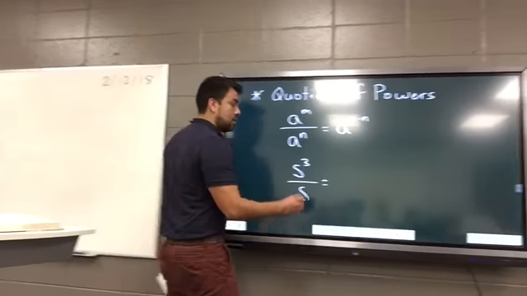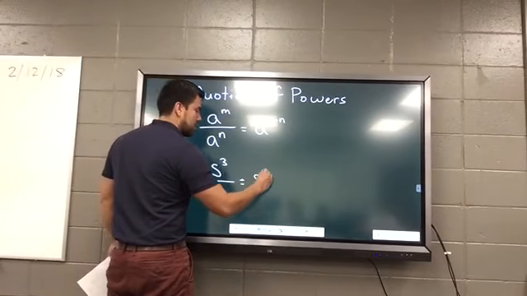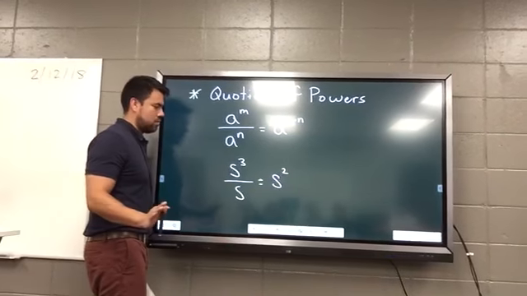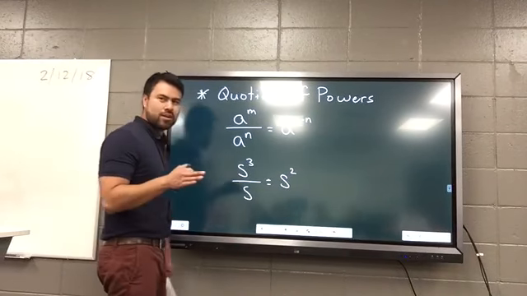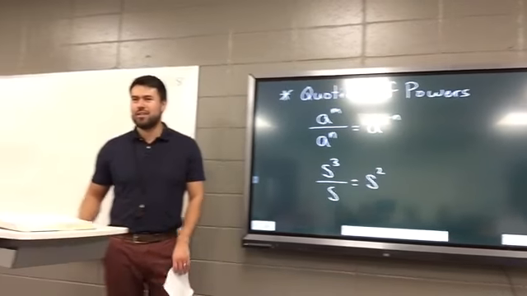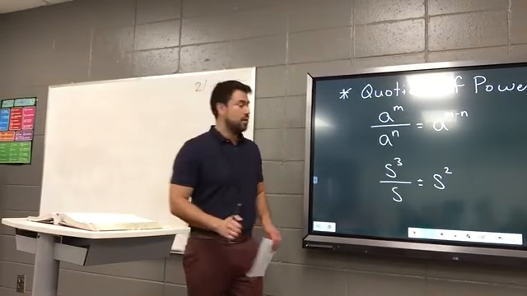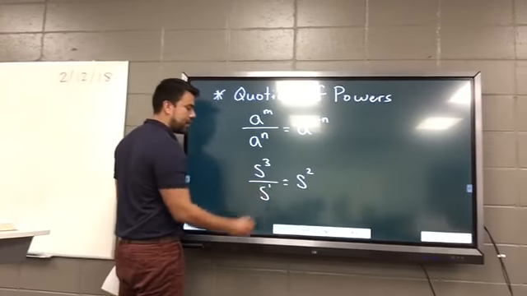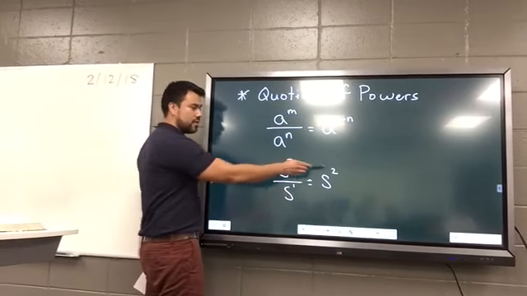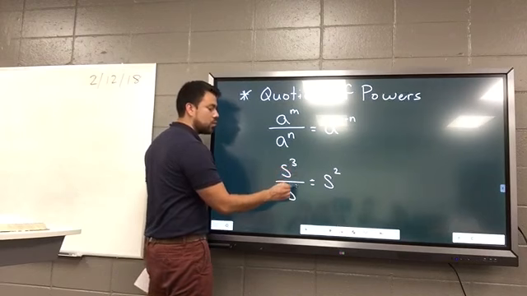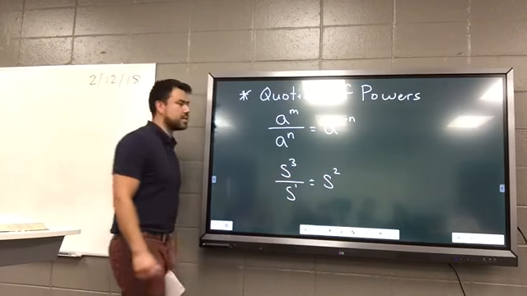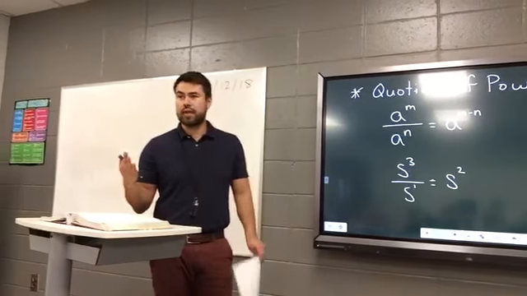S to the s squared. S squared. Okay? Whoa. I get the s part. How'd you get 2? Oh, that's right. There's a 1 right here. And so what did you do to find the 2? 3 minus 1 equals 2. S to the 2nd. That's it. That's all you're doing on that.